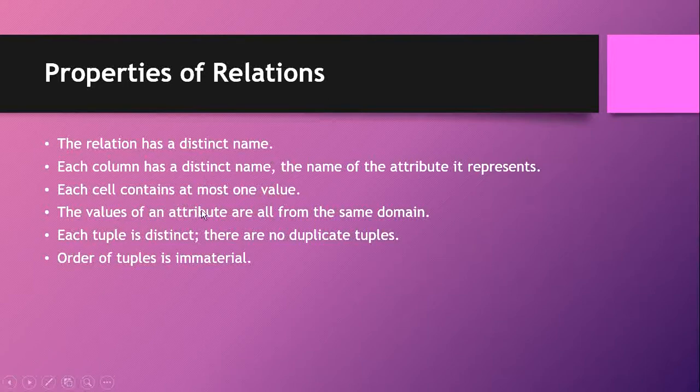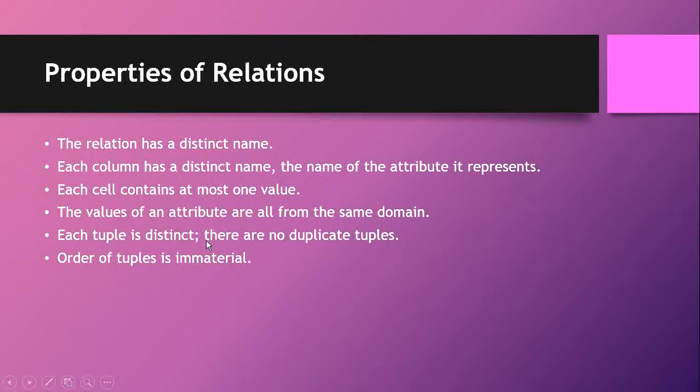Next, the values of an attribute are all from the same domain. So if we have defined the attribute age of a student, all the values of the age should be from the same domain. They should be numbers if we have defined the data type as number. They should be within the range if we have defined some range for that age. So the attribute will hold all the values from the same domain.